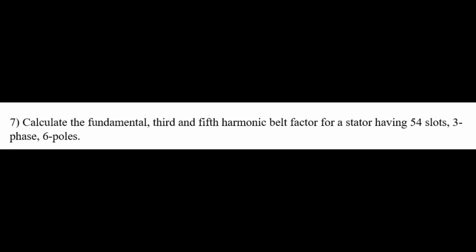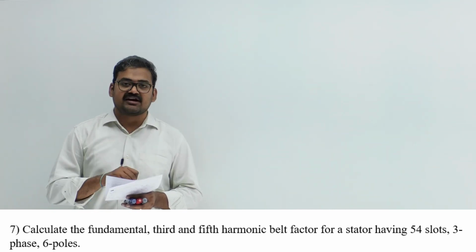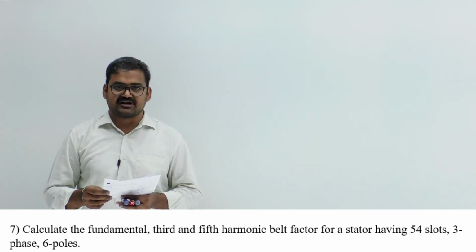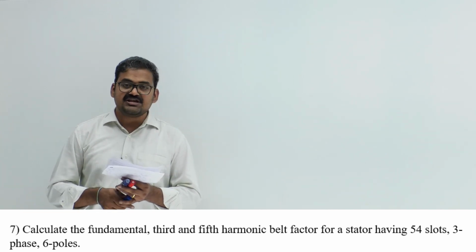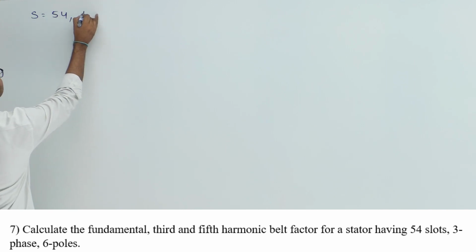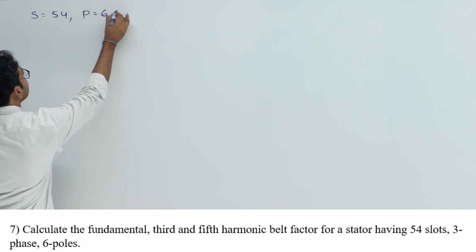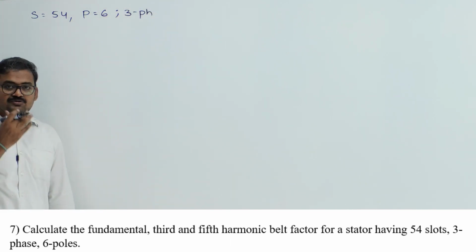Look at the question on your screen. Calculate the fundamental, third and fifth harmonic belt factor for a stator having 54 slots, 3 phase, 6 poles. Okay, we have to calculate the fundamental, third and fifth harmonic belt factor. Belt factor is nothing but distribution factor. First let me note down the data given. Number of slots is equal to 54, number of poles is equal to 6, and it is a 3 phase winding. We have to calculate the distribution factor.